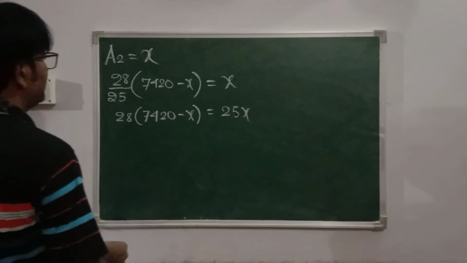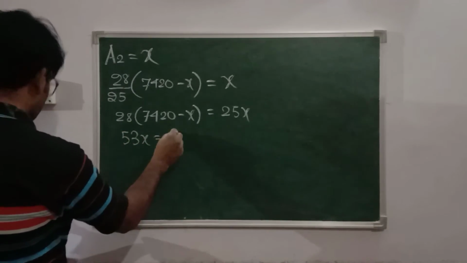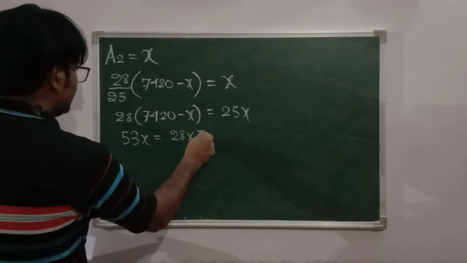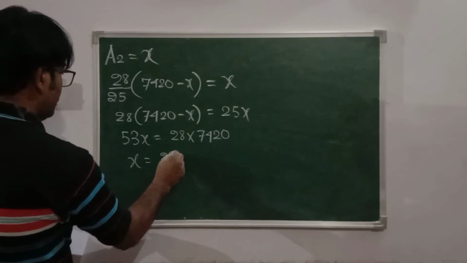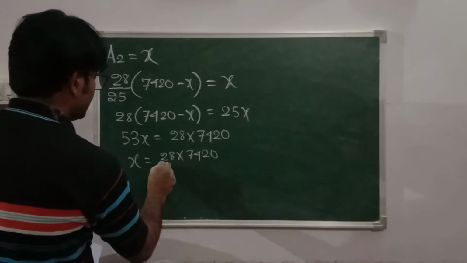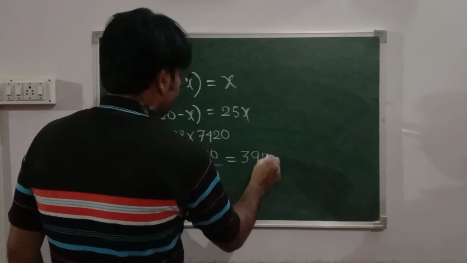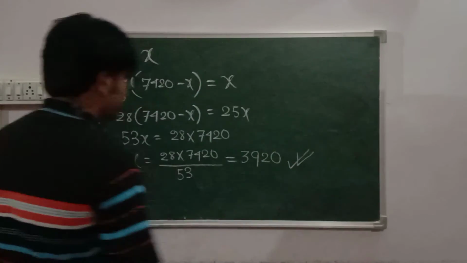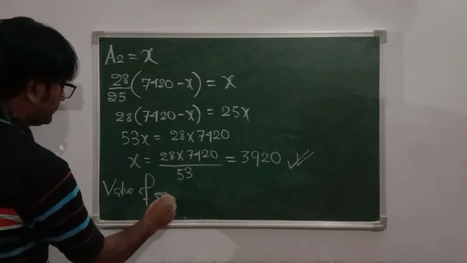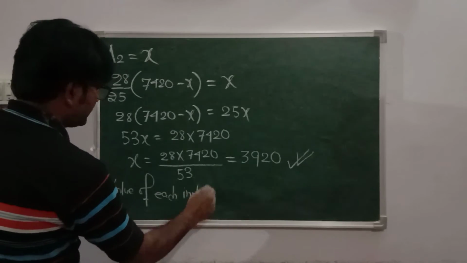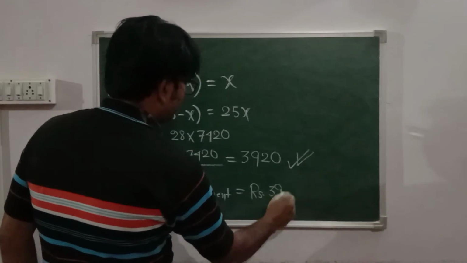So minus 28x, 53x is equal to 28 into 7420. So x equals 28 into 7420 divided by 53, and that comes to 3920. So therefore the value of each installment is equal to rupees 3920.